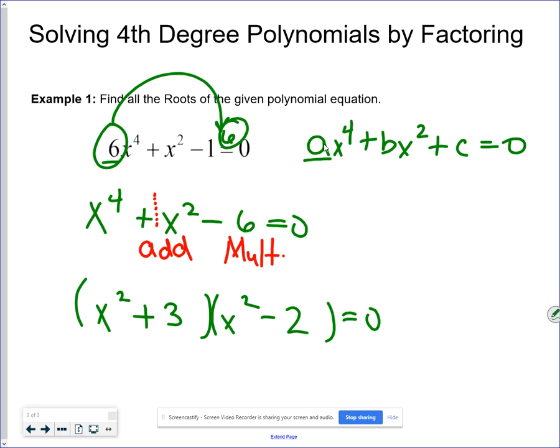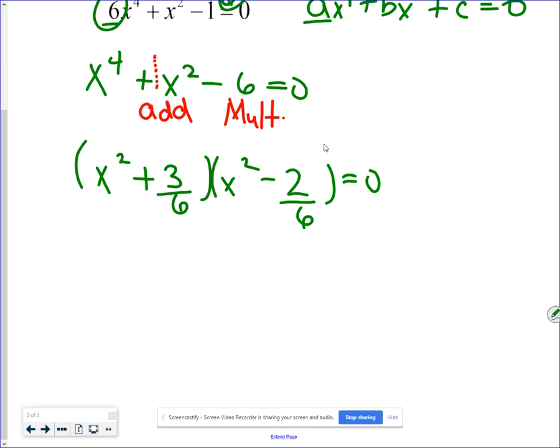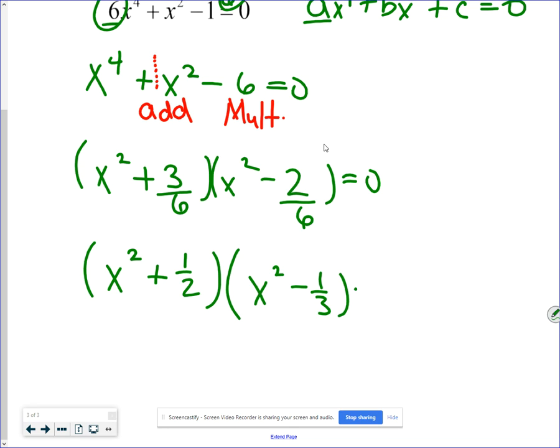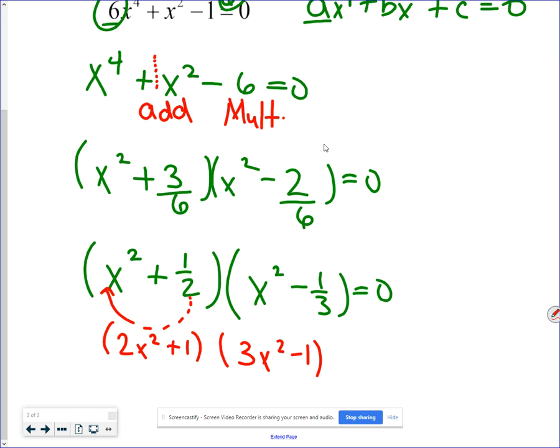And again, we're using slip and slide. So the number we slipped to the back, we have to slide that back in. So we're going to divide both of these by 6. Reduce our fractions. So 3 over 6 reduces down to 1/2. 2 over 6 reduces down to 1/3. And then again, you could do this, but you don't have to. If you wanted to, you could put the 2 in front of the x squared and rewrite that as 2x squared plus 1, and rewrite the other side as 3x squared minus 1.